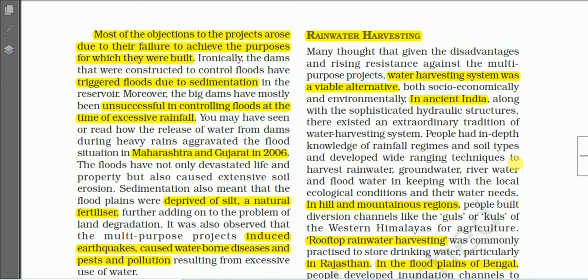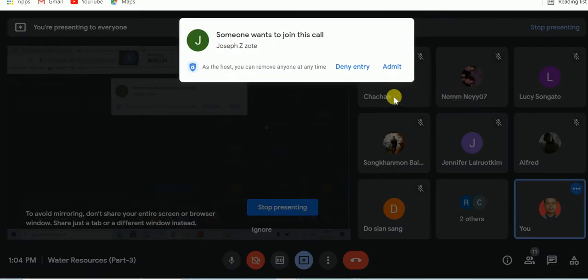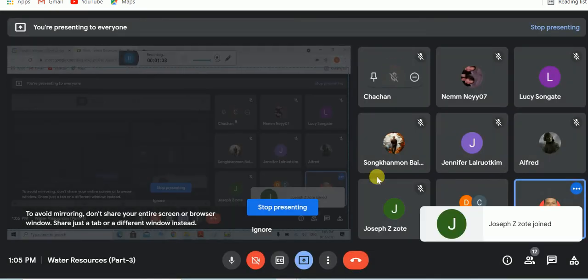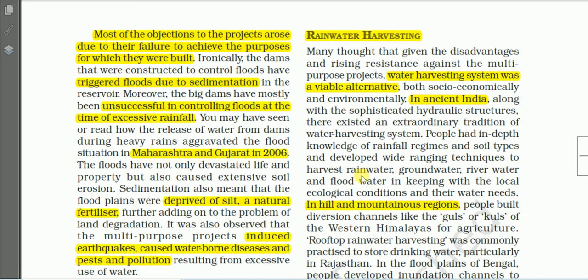Rainwater harvesting is one of the easiest methods of water conservation and management. Can you tell me what you mean by rainwater harvesting? What is rainwater harvesting? Yes, anybody?